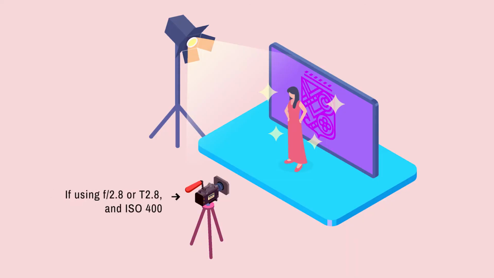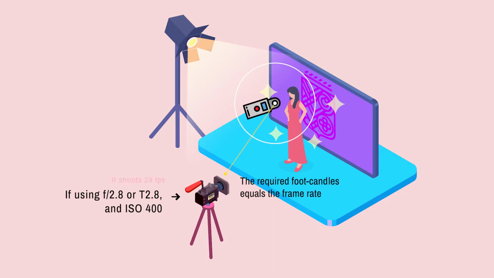It provides a pleasing shallow depth of field and is sharp enough to deliver a good image for a Super 35 sensor. Another interesting reason is that when you use 2.8 with ISO 400 to shoot, the required volume of light measured in foot candles equals the frame rate. In other words, if you shoot 24 FPS, you will need 24 foot candles of light to get the right exposure for your subject. If you shoot 48 FPS, you will need 48 foot candles.